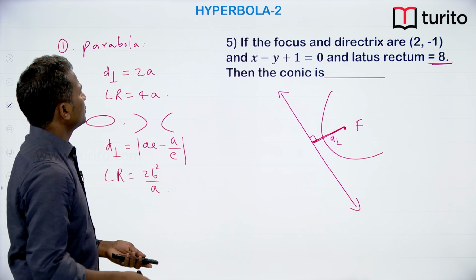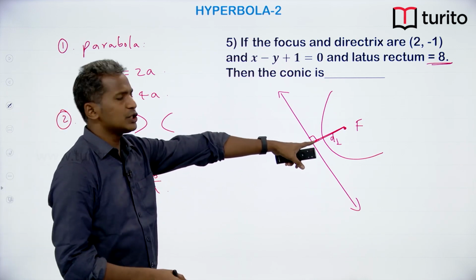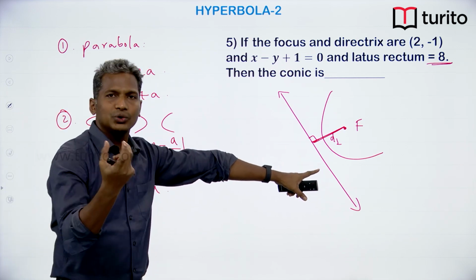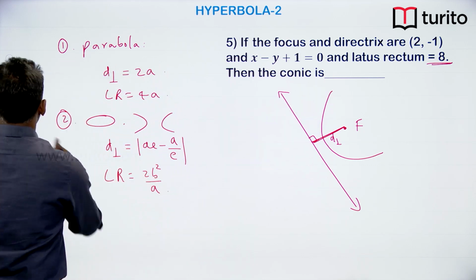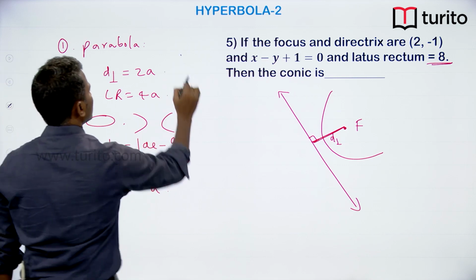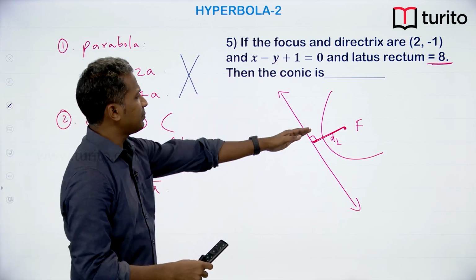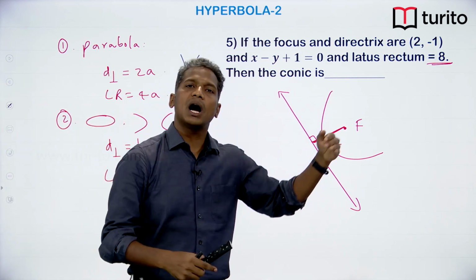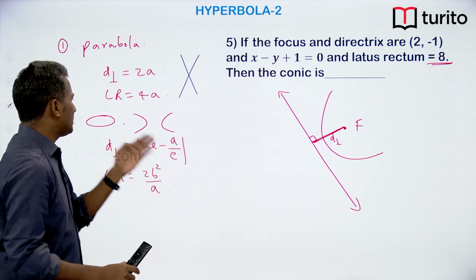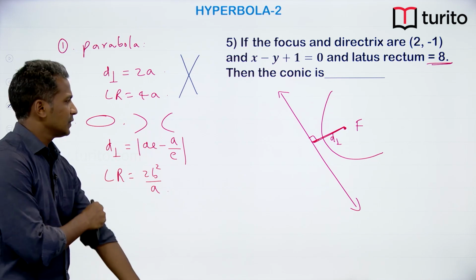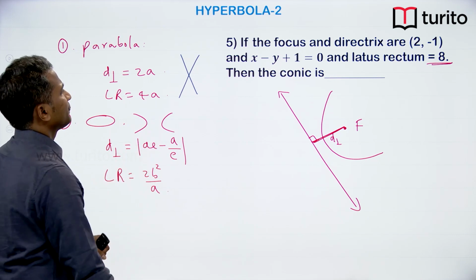Okay. So, that means if D perpendicular is 2 root 2, double of 2 root 2 is not giving us 8. So, it is definitely not parabola. Okay. Because perpendicular distance is not half of the latus rectum, it is not parabola, then that means it must be one of these two curves. So, let us explore here also.